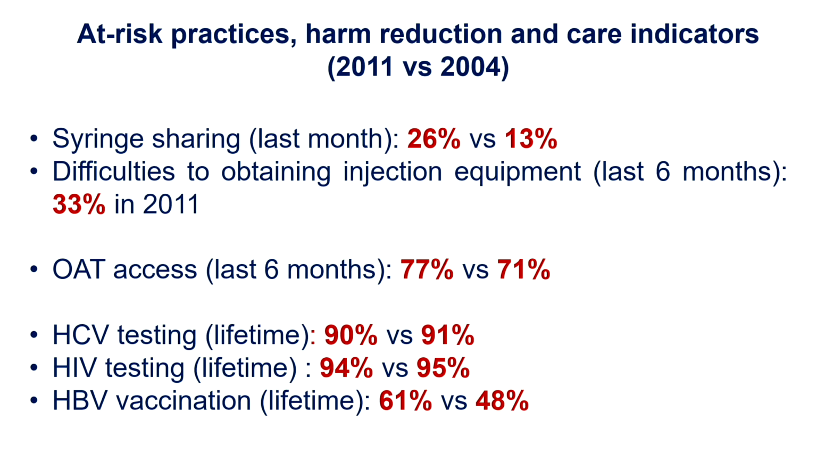Regarding OAT access in the last 6 months, in 2011, we have 77% versus 71%. For HCV testing and HIV testing, we asked a question for lifetime, and it was around 90%. And HBV vaccination in lifetime was 61% in 2011 versus 48% in 2024.